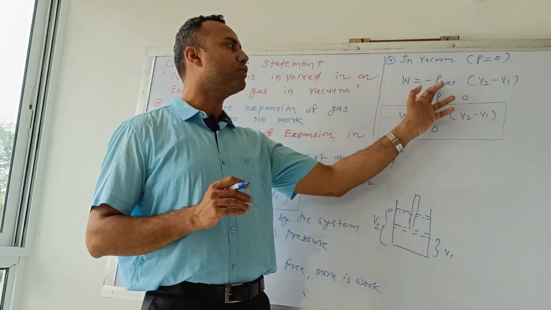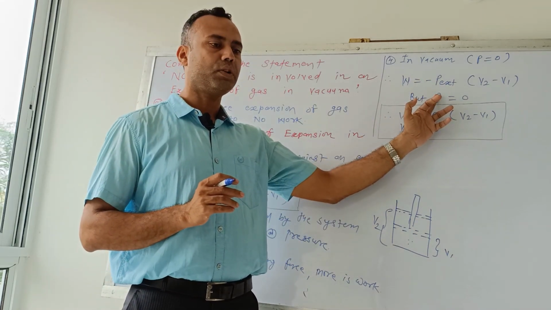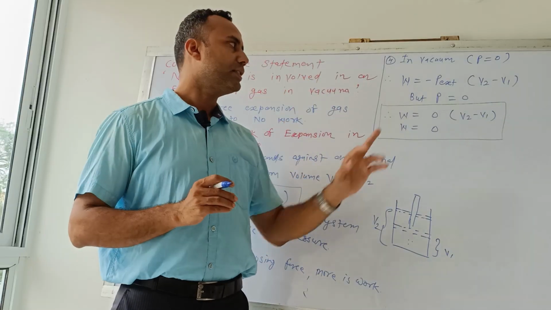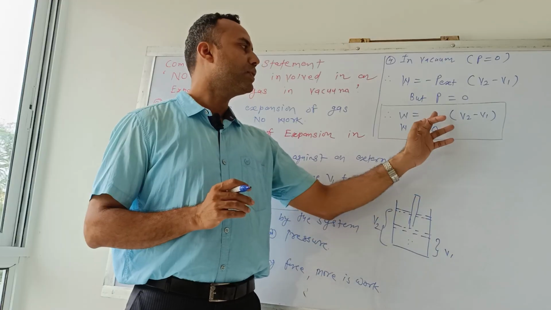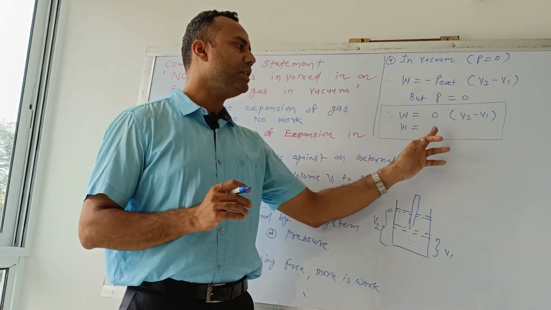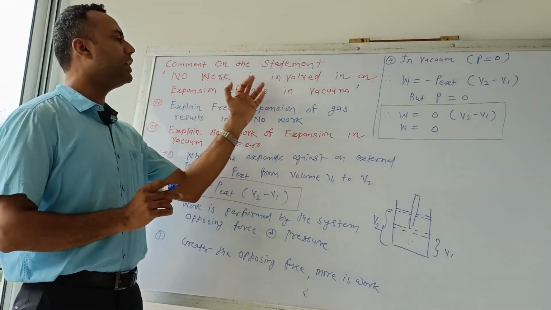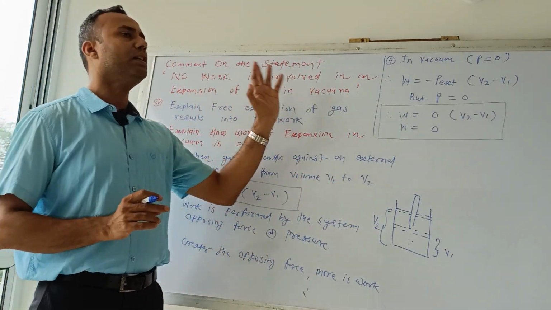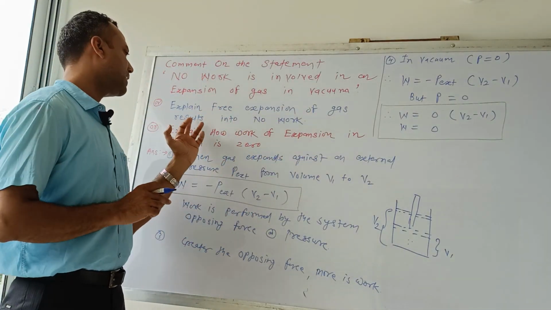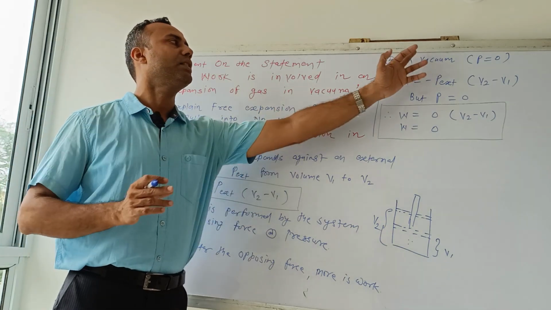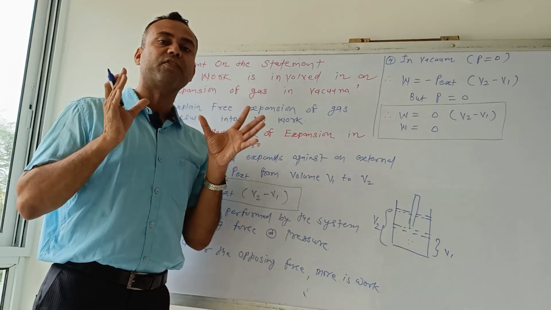That's why in our equation W is equal to minus P external into (V2 minus V1), P will become 0 because it is in vacuum condition. So the equation becomes W is equal to minus 0 into (V2 minus V1). Zero multiplied by any quantity gives 0. Hence W is equal to 0. It proves our statement that no work is involved in an expansion of gas in a vacuum. In the same way, it also proves that free expansion of gas results in no work. This is free expansion: in vacuum there is no material present to oppose the expansion. That's why it is called free expansion.